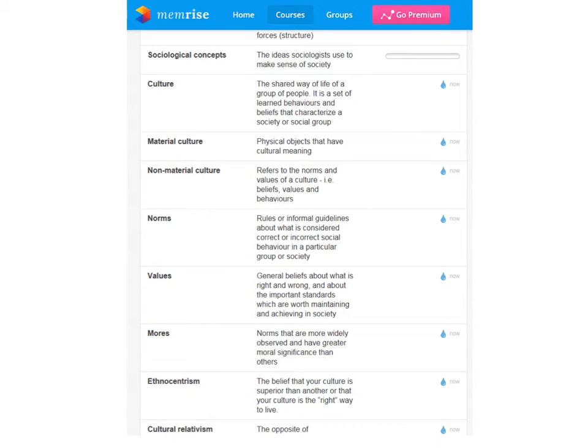So definitions of key terms is something that you need to learn by heart, and that's where the spaced retrieval practice of Memorize will come into its own. When you get into the exam, you look at a key term in the question, you should immediately have a definition that you've learned using this particular tool.